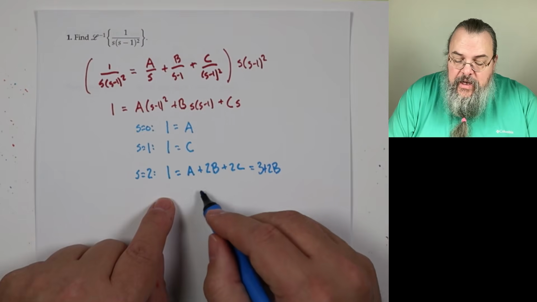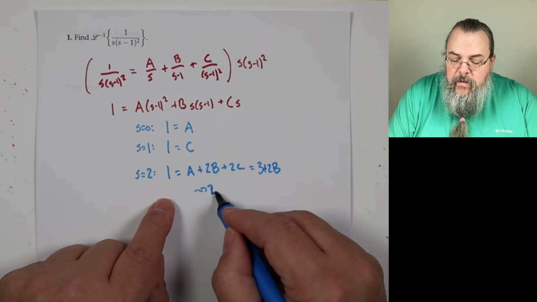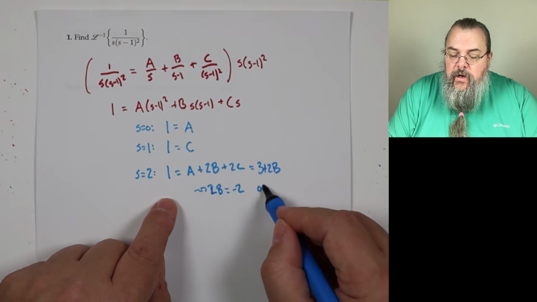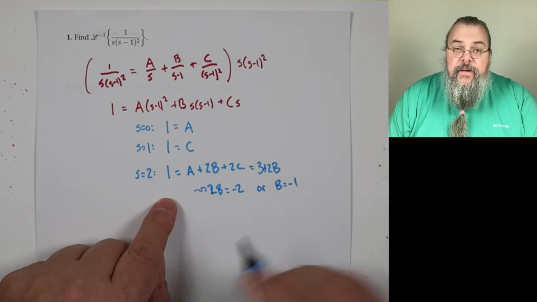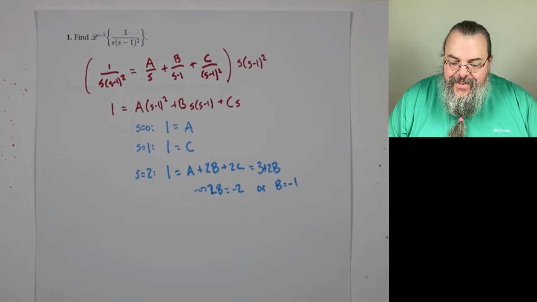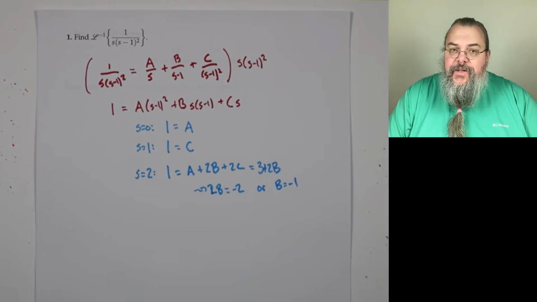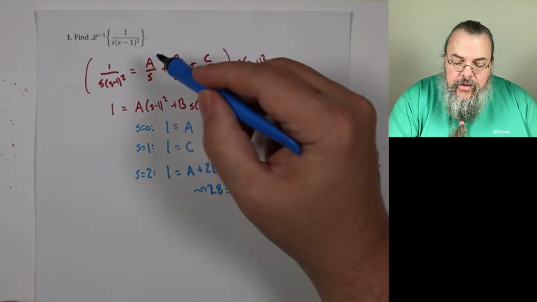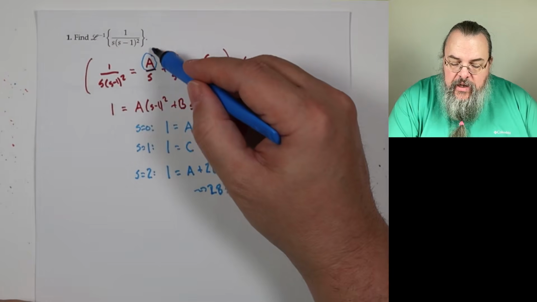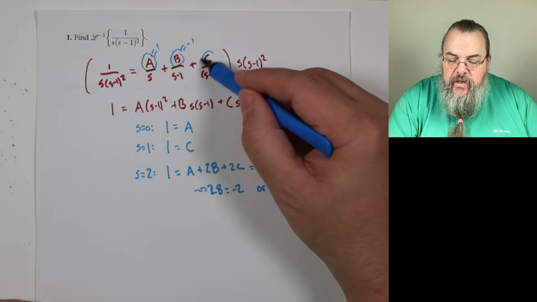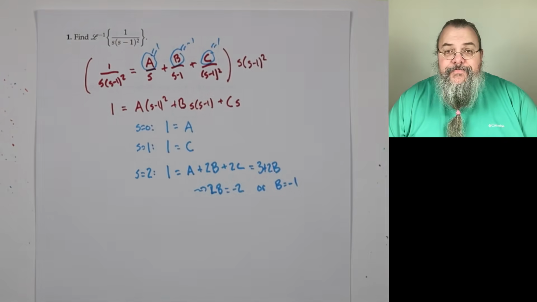Subtract. We get 2b. That term is minus 2, or b is negative 1. All right, good. So here's the punchline. What have we done? Well, we now know these numbers here. A is 1, b is minus 1, and c is plus 1.